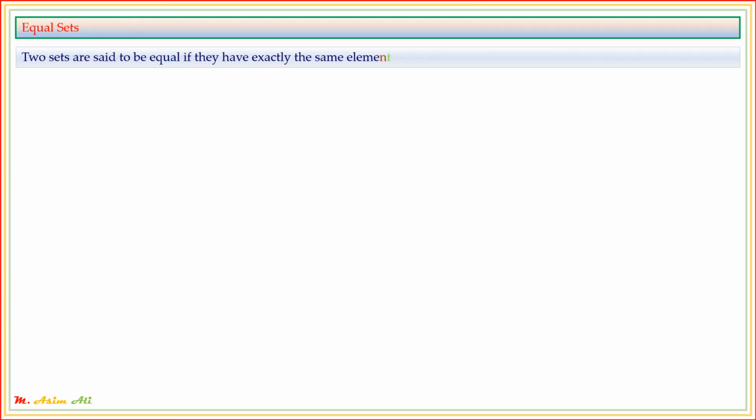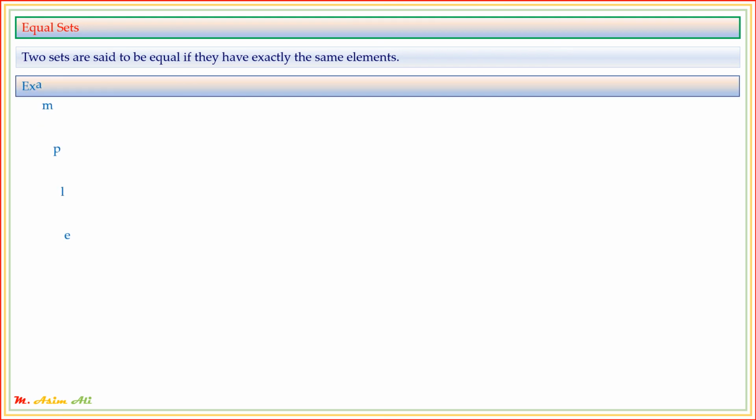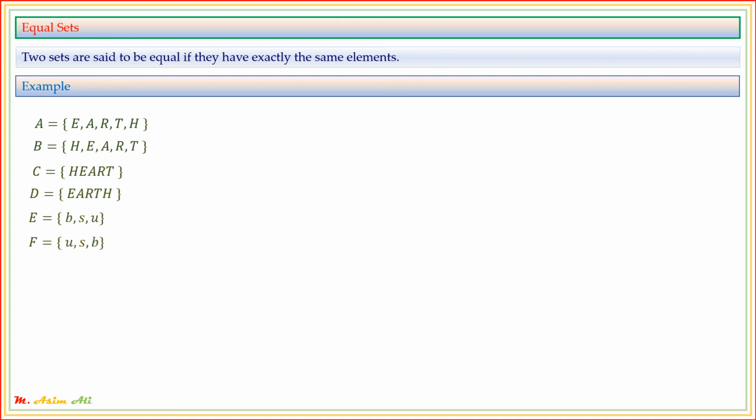Equal sets. Two sets are said to be equal sets if they contain exactly the same elements. The number of elements is the same, and the elements should also be exactly the same. Okay, let us consider an example in which we have a set A with 5 elements, the letters E, A, R, T, H. B also has 5 elements, H, E, A, R, T, and C has only one element. These are not 5 because it's a single word. And D also has only one element, Earth. It's also a single word.